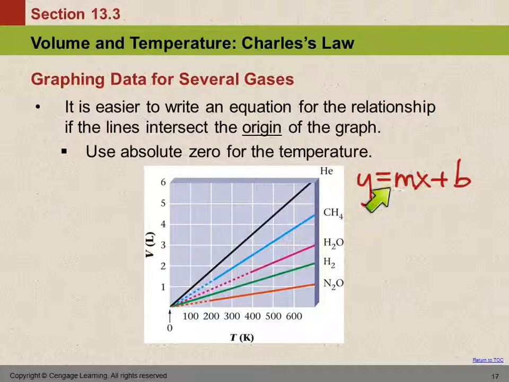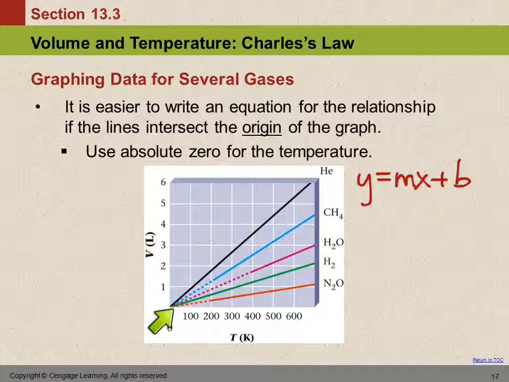So this is the equation for a line, where y is the y-axis. Here it's volume. And x is the x-axis. Here it's temperature in kelvins. And m is the slope of the line. And b would be the intercept, where it crosses 0.